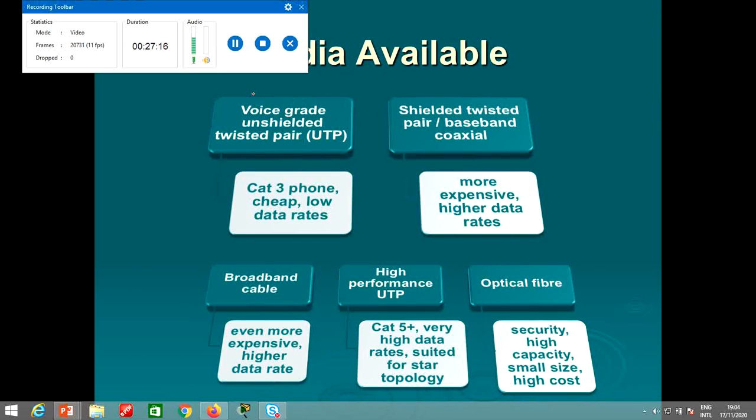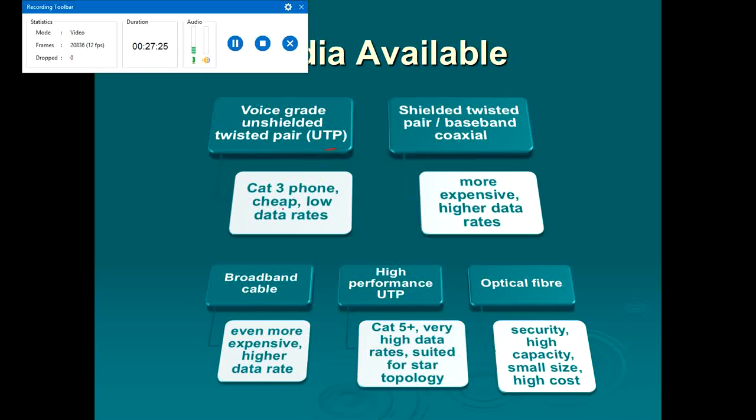Alright, now what are the types of medium available in the market? So we have voice grade unshielded twisted pair, which is UTP. It is used in category 3 phones, it is cheap and has low data rates. Then we have shielded twisted pair baseband coaxial cable. It is more expensive but it has higher data rates. We have a broadband cable. It is more expensive than the baseband coaxial cables but it has higher data rates.